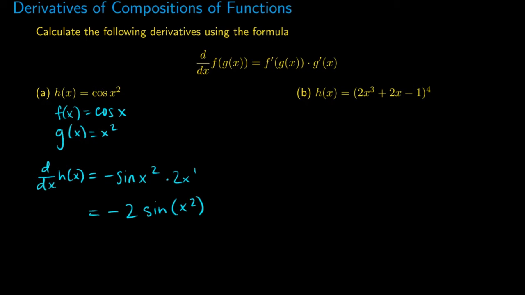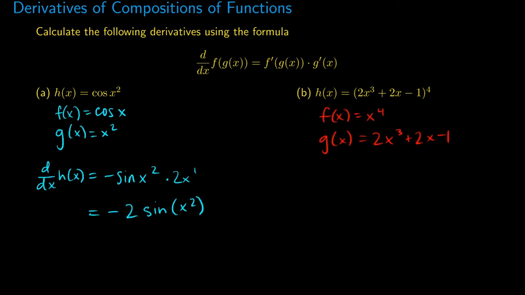Now let's do one more example. Over here on the right, we have the function h of x equals the quantity 2x cubed plus 2x minus 1 to the fourth. I would say our outside function is x to the fourth, and our inside function is 2x cubed plus 2x minus 1. And you can see that if you took f of g of x, we would have our h of x.